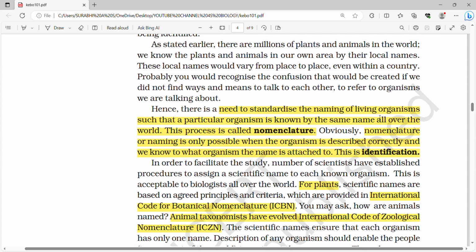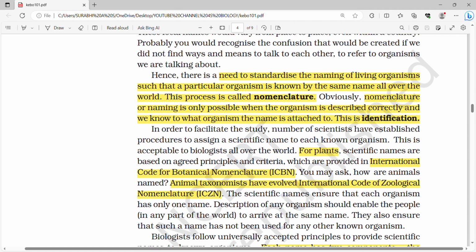Next, there is a need to standardize the naming of living organisms. Naming, in the sense nomenclature, will be the same all over the world. There is no change. Nomenclature or naming is only possible when the organism is described correctly and we know to what organism the name is attached. This is basically called identification.